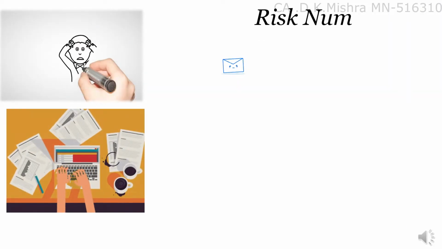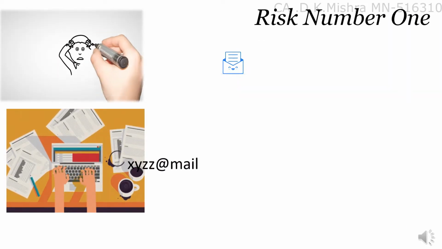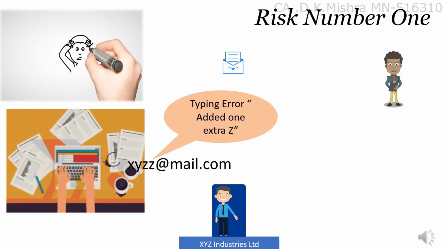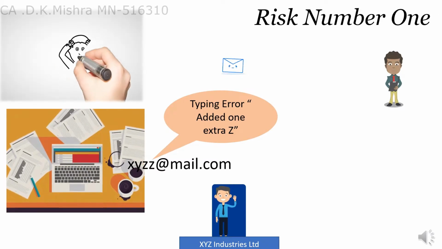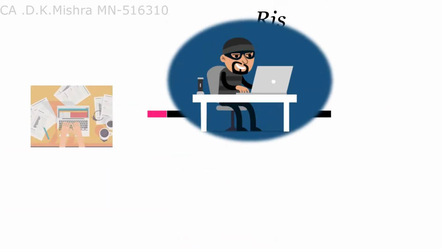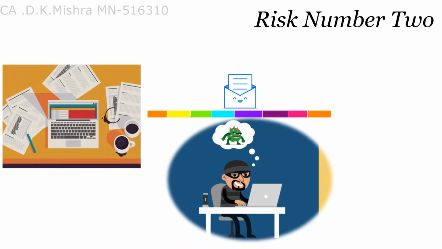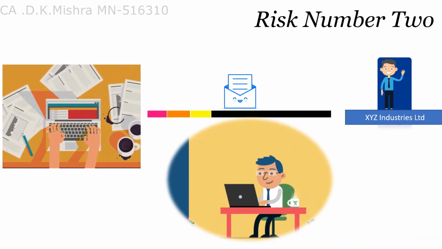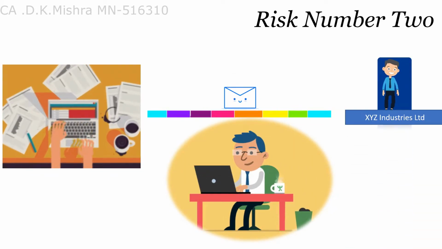Risk number 1, if the email ID of the recipient is incorrect, or there is some typing mistake, then in that case, that confidential file may go to some wrong person. Risk number 2, hackers may get unauthorized access to these documents if there is a loophole in the internet network.